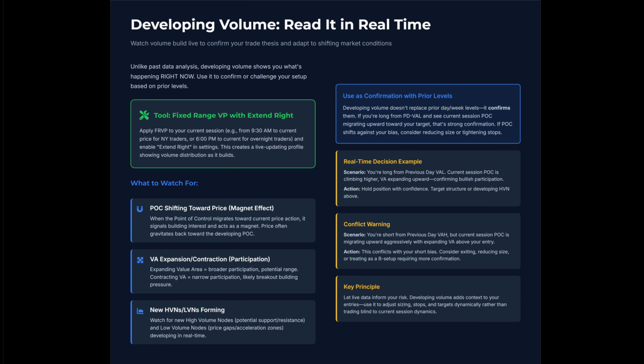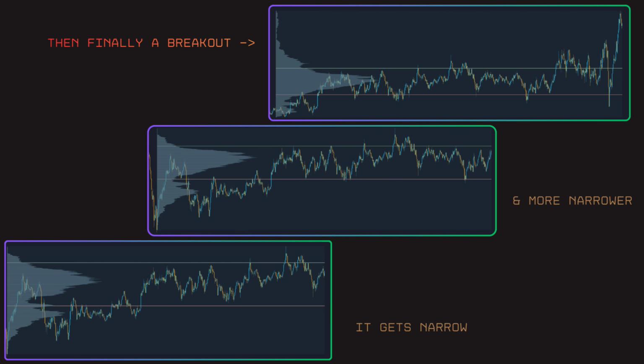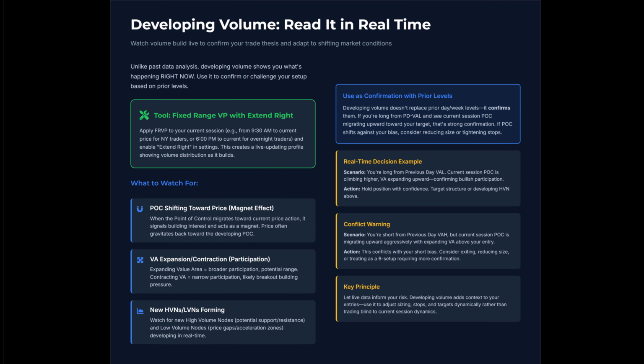Second, real-time confirmation or conflict with prior levels. Your developing profile might confirm that a PDVAL is holding as support, or it might show that volume is building above the PDVAH, signaling a breakout. Third, dynamic adjustment of your approach.